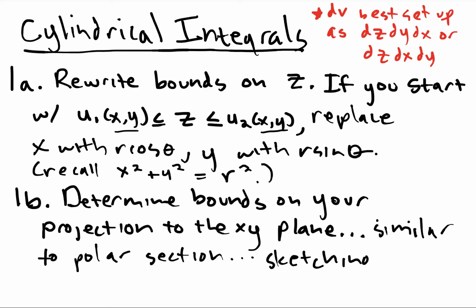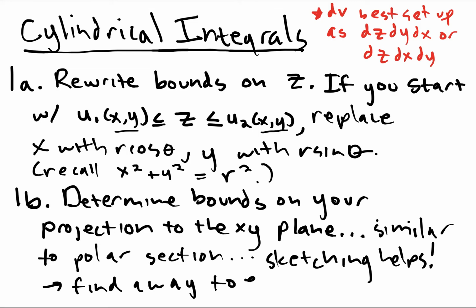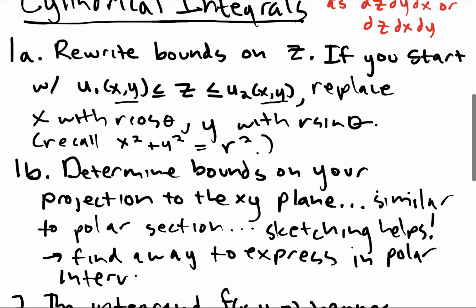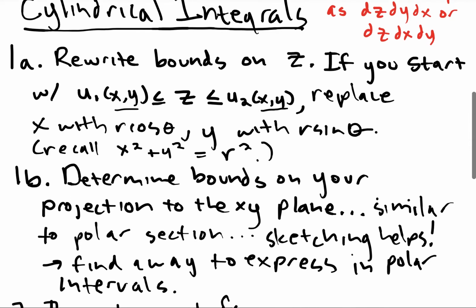So sketching helps. What's probably going to happen if I am bothering to give you an integral that's written best in cylindrical, you should probably be able to get a feel for what that region looks like. If it looks like that region is round, if it looks like it's a disk or an annulus or a pie slice, we are probably going to want to express this in terms of polar intervals. Basically just find a way to express my region in polar intervals. Now, if you do that, that takes care of the bounds.